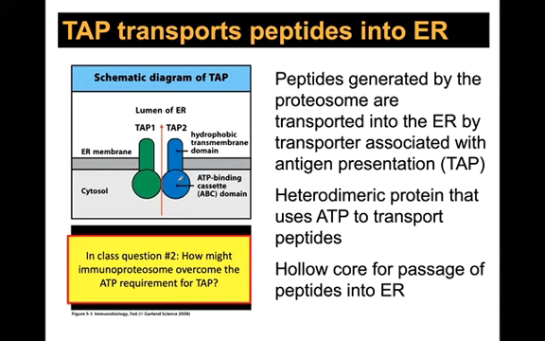Okay, so during inflammation, the immunoproteasome doesn't require ATP, and TAP also doesn't require ATP. But an easy question on exam would be, during non-inflammatory conditions, how would you regulate proteins being translocated? And that's because you have ATP, so you can still transport them even when there's no inflammation.